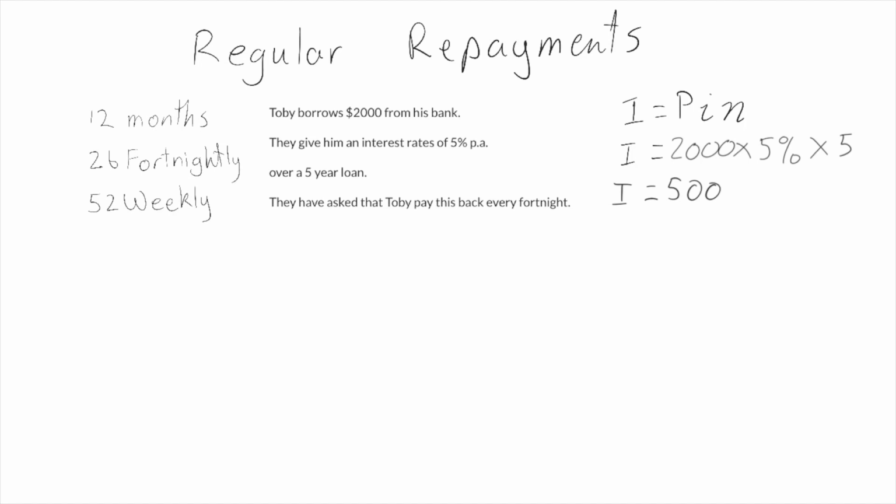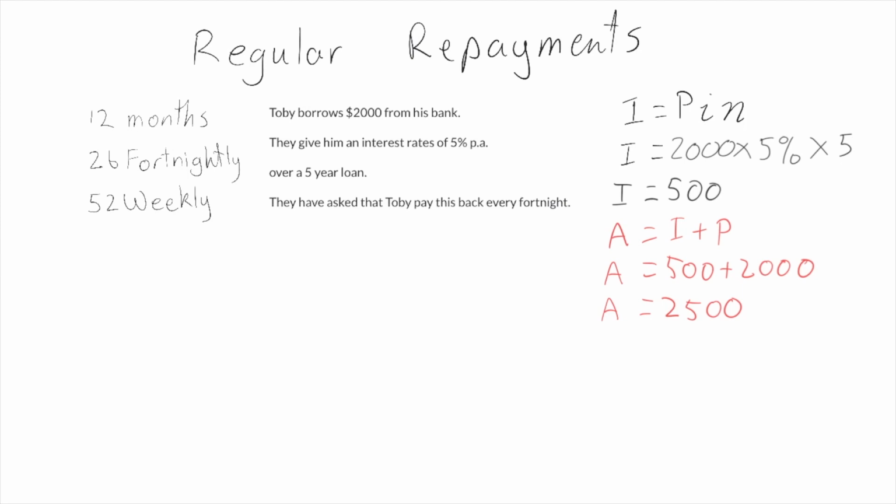Now, let's put this next one in a different color just to keep track. We're going to go total amount equals I plus P. So the total amount is going to be our interest, $500, plus our original principal being $2,000. So our total amount is going to equal $2,500.